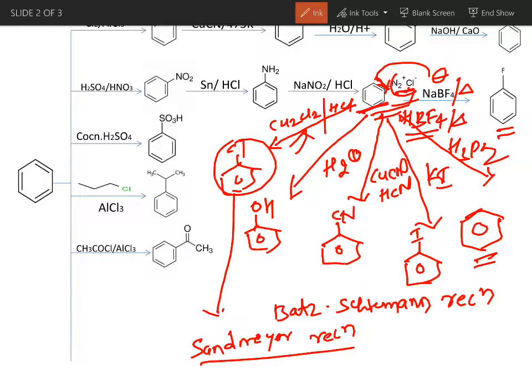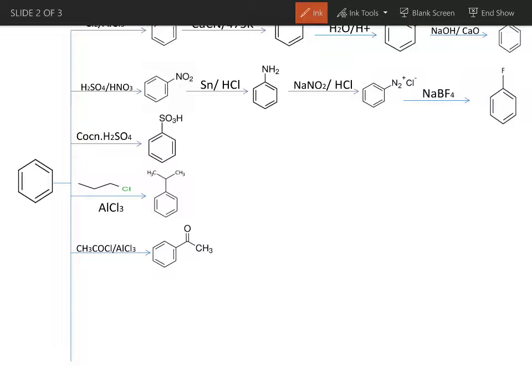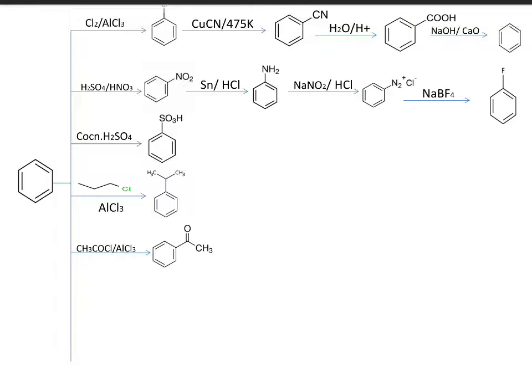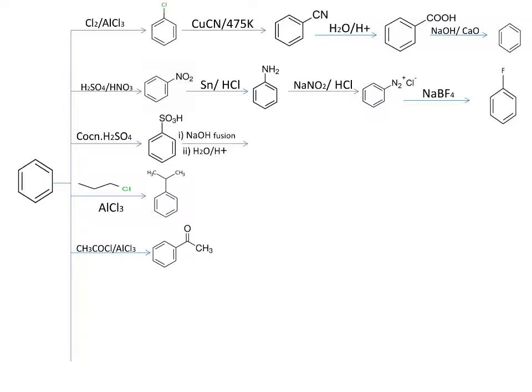So you need to remember many reactions with benzene diazonium chloride. In this case, they have asked only the conversion of benzene diazonium chloride with sodium fluoroborate, and the product formed here is fluorobenzene. In the next reaction, benzene is converted into benzene sulfonic acid with the help of concentrated sulfuric acid. Now this benzene sulfonic acid is further reacted with sodium fusion followed by hydrolysis.